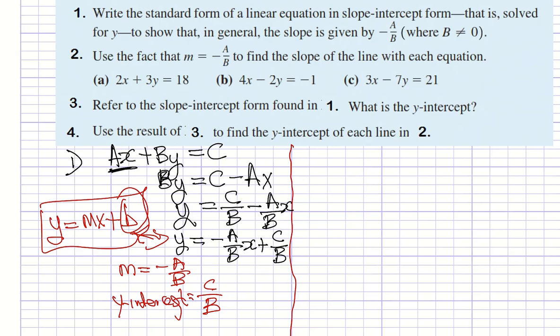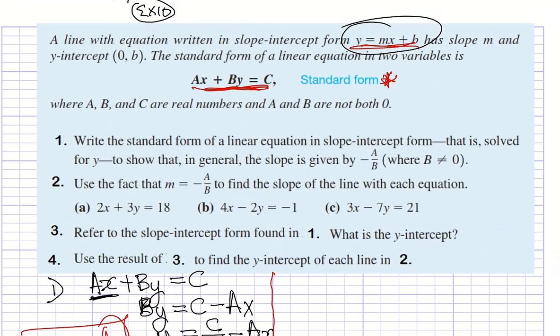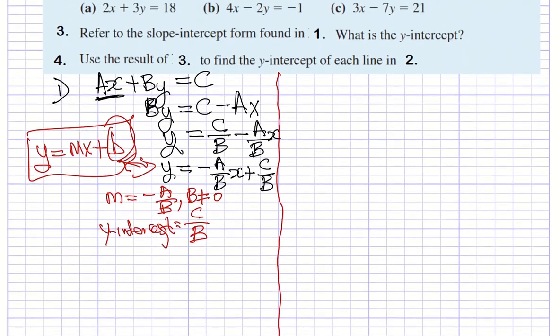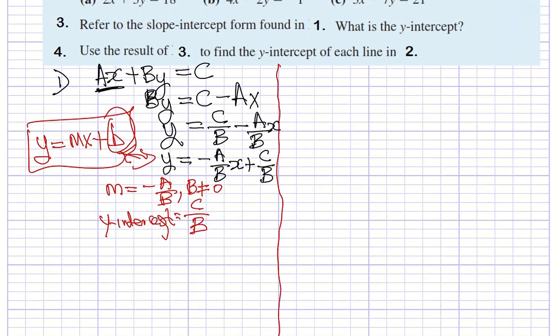We just solved it, and remember over here b cannot equal 0. That's what they said. Where did they say that? Right there. b cannot be 0, because if b is 0, then that thing is undefined. Okay, so we got that. That's what they want in number 1.